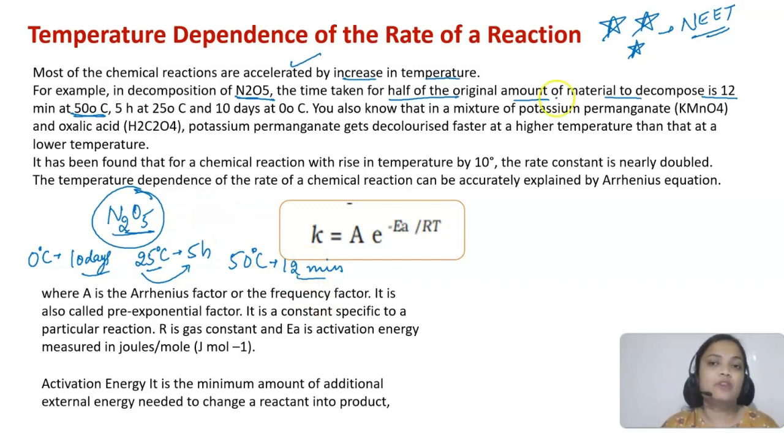Okay. In the same way, if we have a mixture of potassium permanganate and oxalic acid, potassium permanganate gets decolorized faster at higher temperature. Okay, so this general behavior was seen in reactions, that the rate generally increases with increasing temperature. So it was found experimentally, of course, that for a chemical reaction, with a rise in temperature by 10 degrees Celsius, the rate constant will get doubled. Okay, rate constant means K.